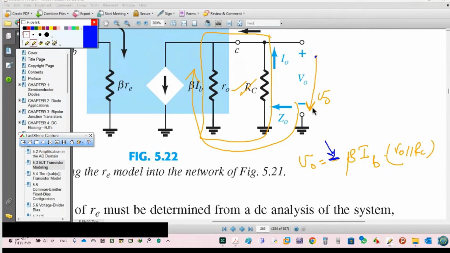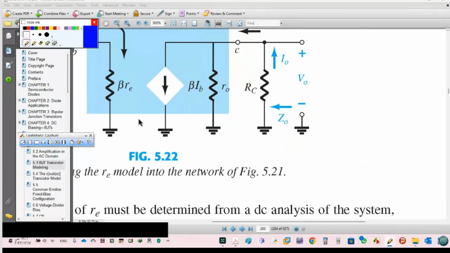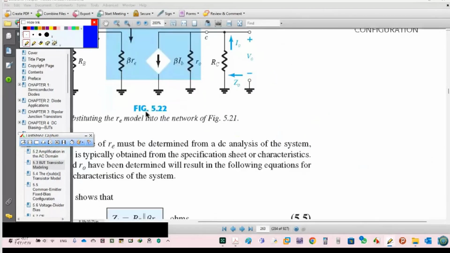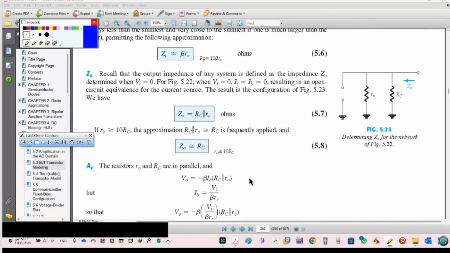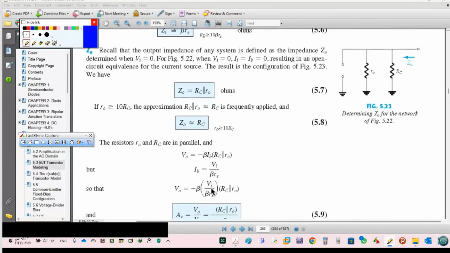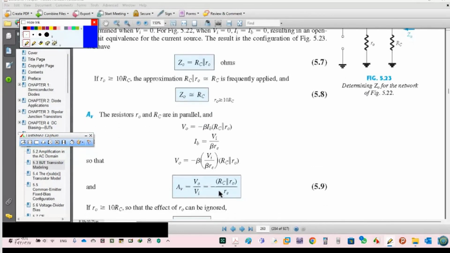Because V out here, if I complete the Kirchhoff, this is up and this is down. So that means we have a flip in the phase between input and output. Continue, you can find IB later. Find V input, VB over RE, then you can find the value. It's not our job today. Then you can find IB, then you can multiply by beta. So we have this value.